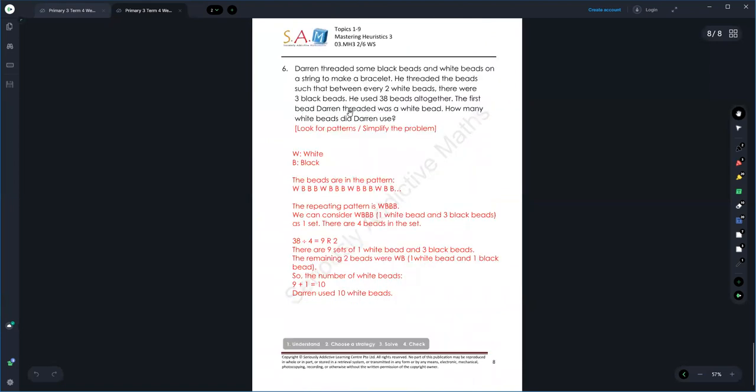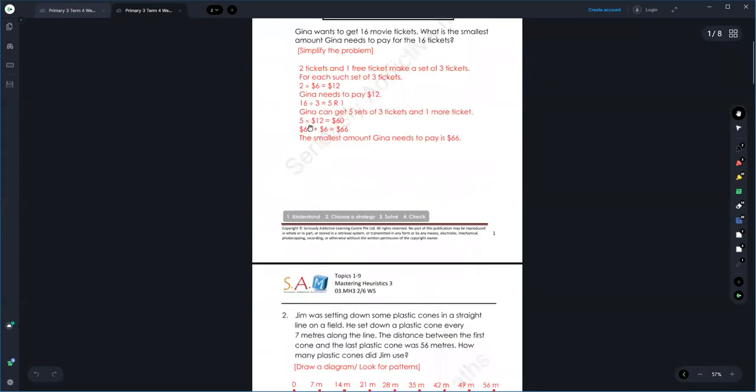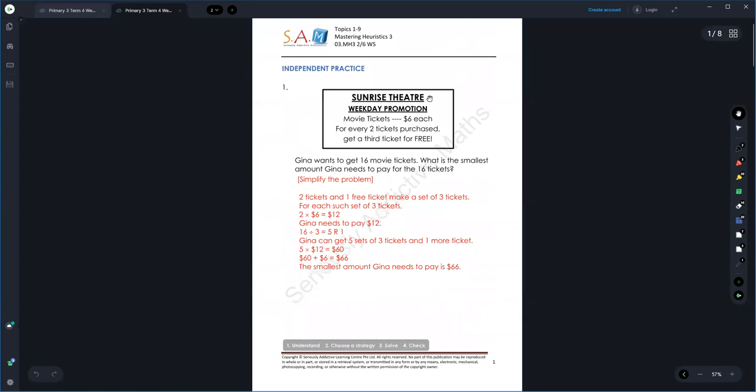Do take note. The third one, actually, what am I saying? The third one would be the test paper.